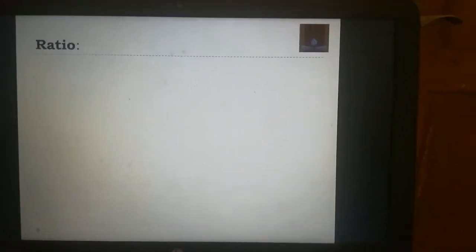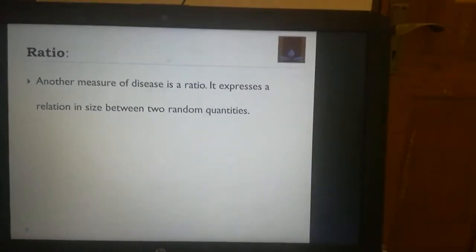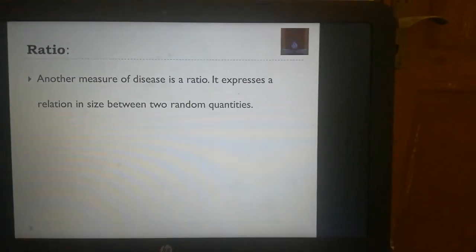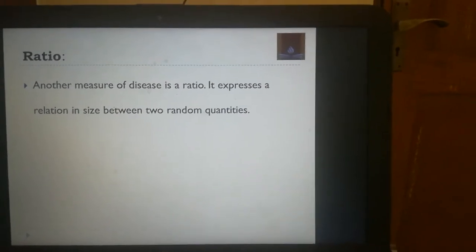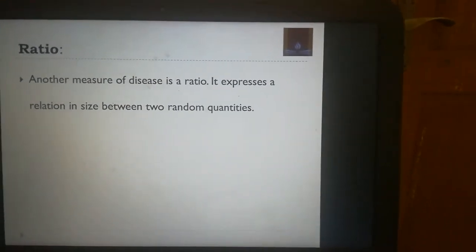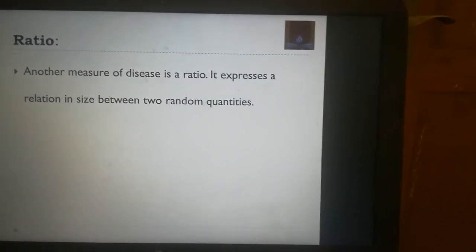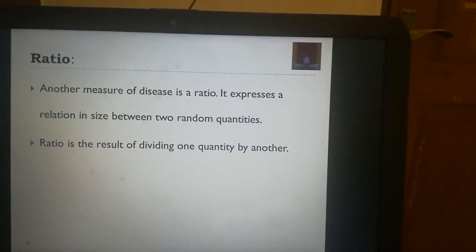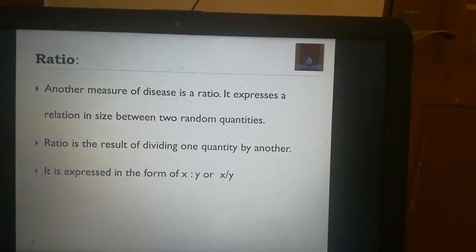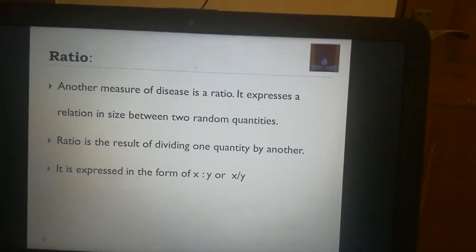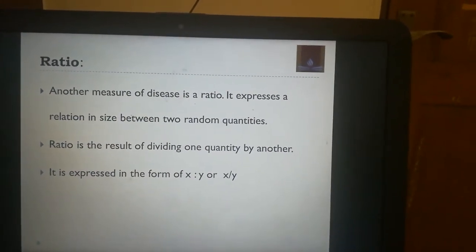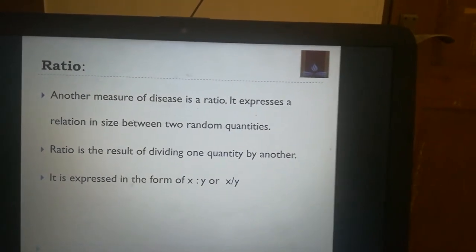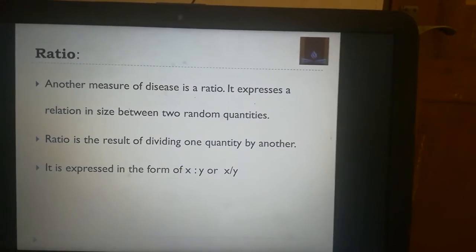Next one is ratio. What do you mean by that? It's another measure of disease. It expresses the relation in size between two random quantities. Ratio is the result of dividing one quantity by another, or it is represented in the form of x is to y.